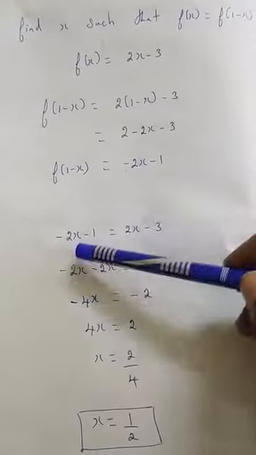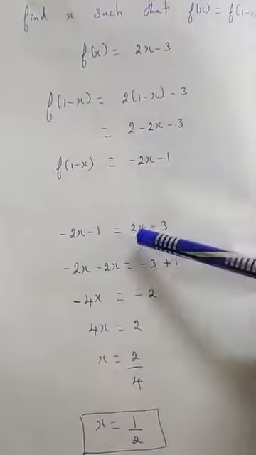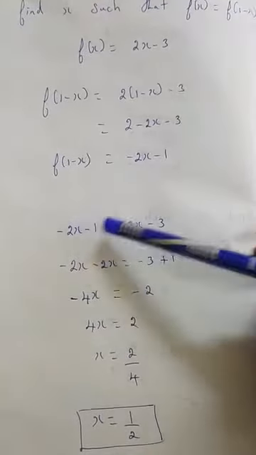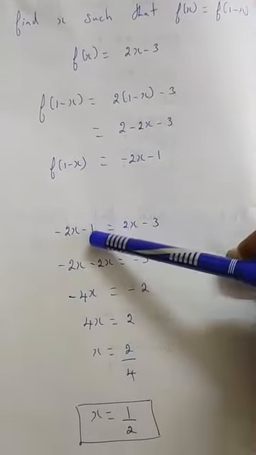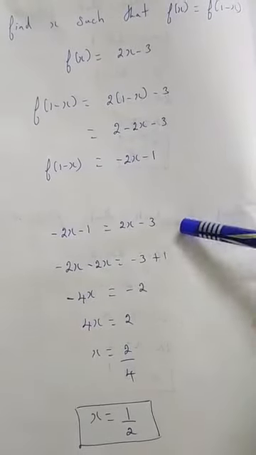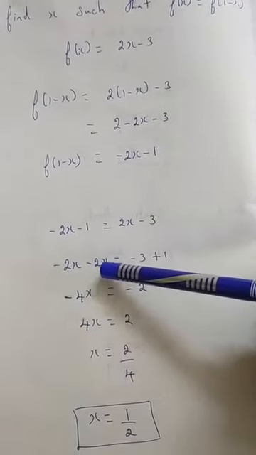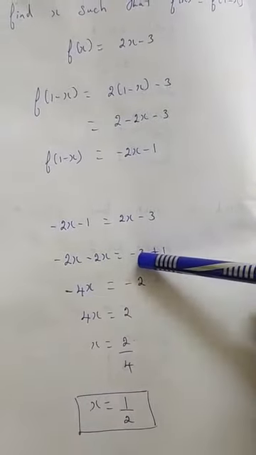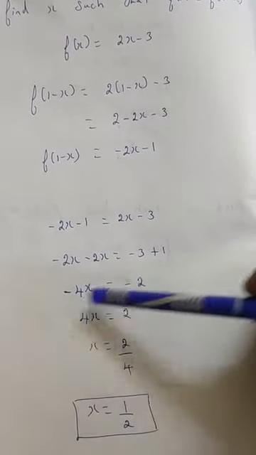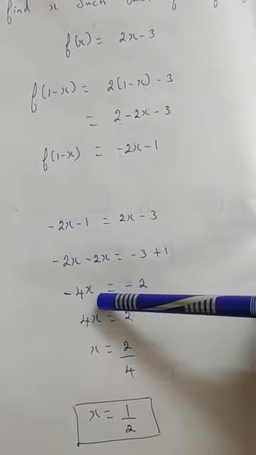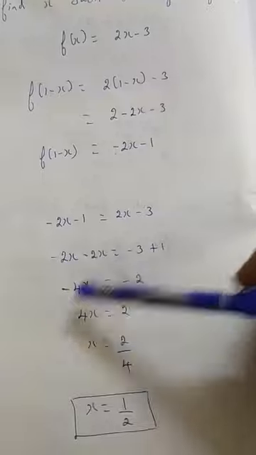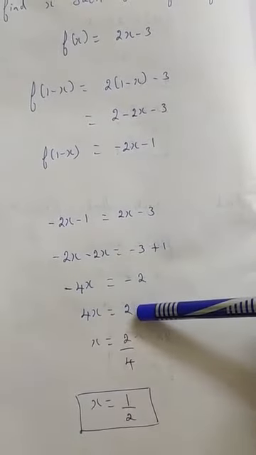So let's take the variables to one side and the constants to the other side. This 2x, take this 2x to this side, it becomes minus 2x. Take this 1 to this side, it becomes plus 1. Minus 2x minus 2x is minus 4x. Minus 3 plus 1 is minus 2. We have a minus sign on both sides, so let's cancel. Therefore 4x is equal to 2.